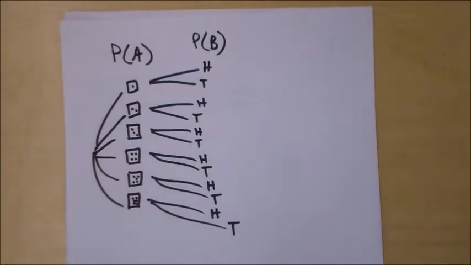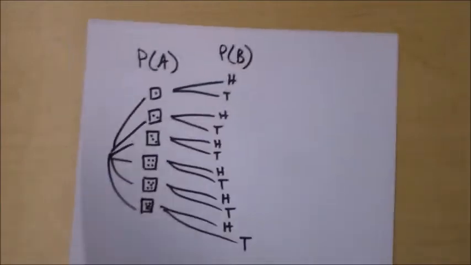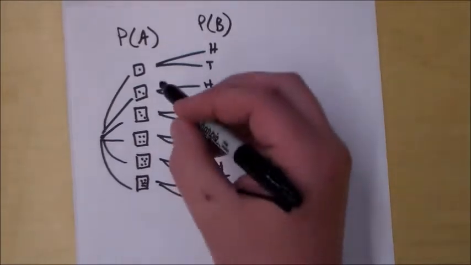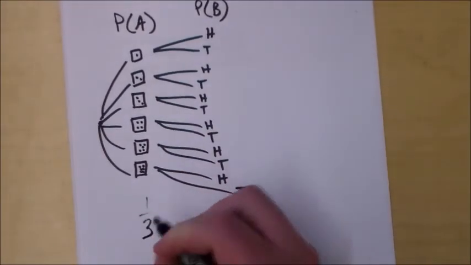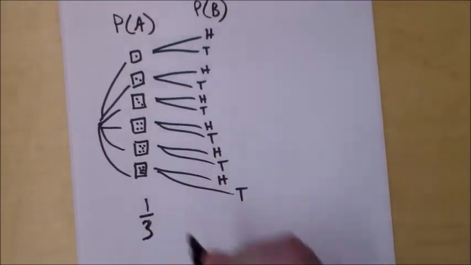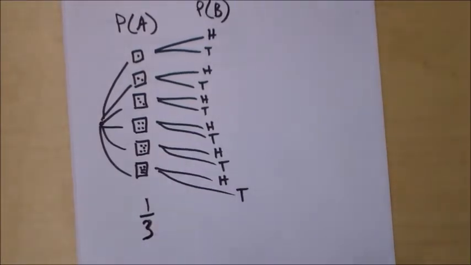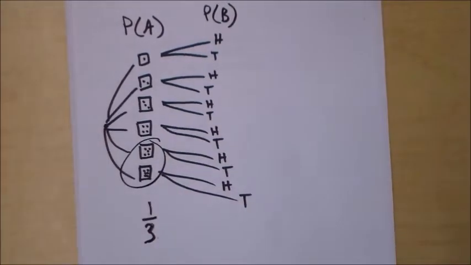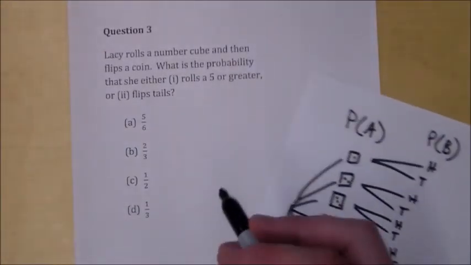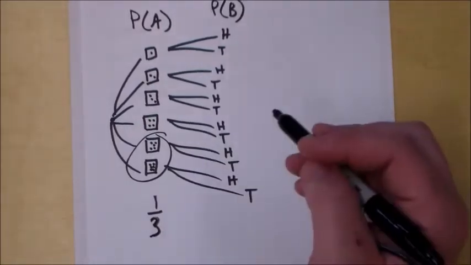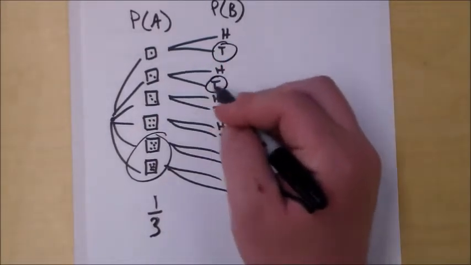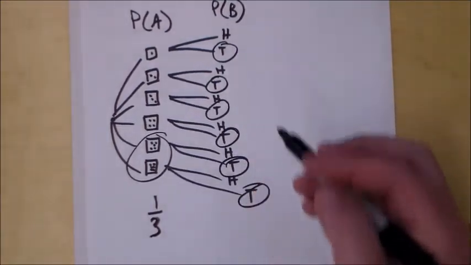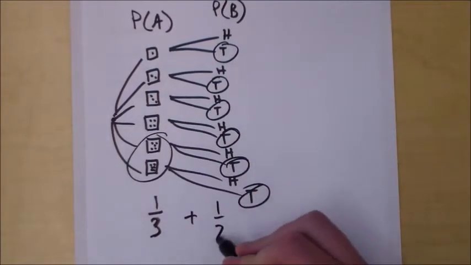Oh, I do love tree diagrams. We're looking for either 5 or greater. So she does something, and it's either 5 or greater is 1/3, right? Remember, either 5 or greater. 5 or greater is 1/3. And then you're going to say, well, I'm going to add these two to all of my tails, because it's 5 or greater or tails. So how many tails do I have? I have 6 out of 12, or I have 1/2 tails.